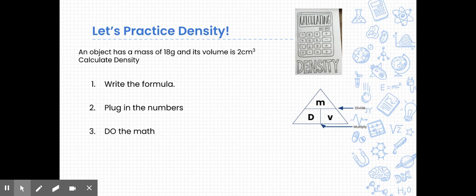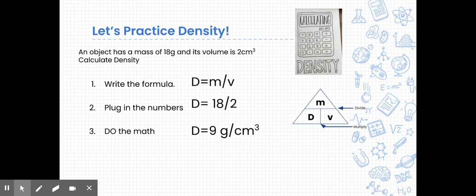So let's do our final practice on density. Write the formula, plug in the numbers, do the math.